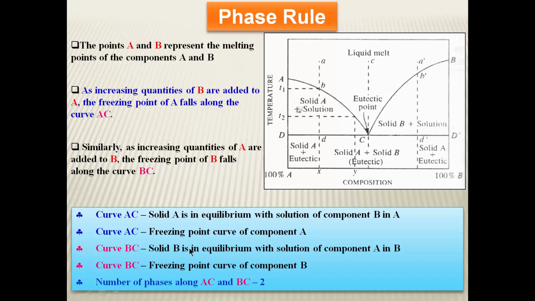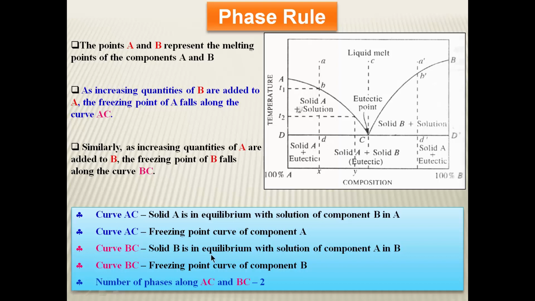So we are now in position to define that along curve AC, we have solid A in equilibrium with solution of component B in A. So when you in examination represent the eutectic system in detail, you should be very clear that along the curve AC, the solution of component B in A, it's not A in B, it's B in A. Along the curve AC, freezing point curve of component A.